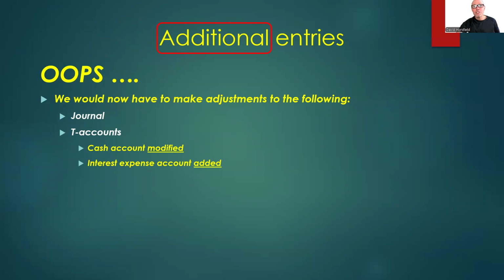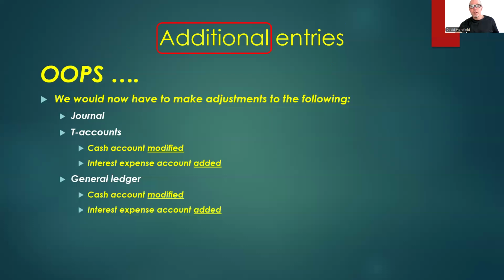We'd also have to go back to the T accounts, and we would have to adjust the cash T account to show the cash coming out, $25 once, $25 twice, $62.50 once. And then we would need to add a brand new T account for interest expense and go $25, $25, $62.50. We'd have to show that in the T accounts.